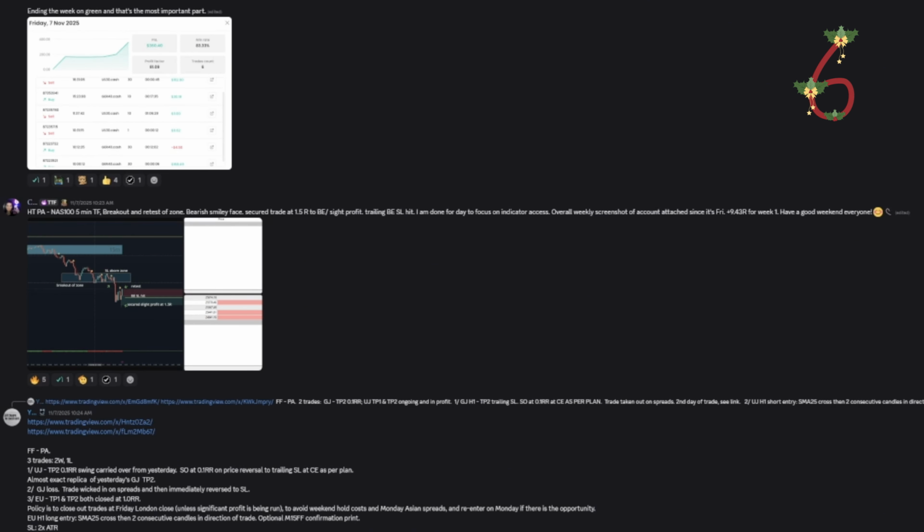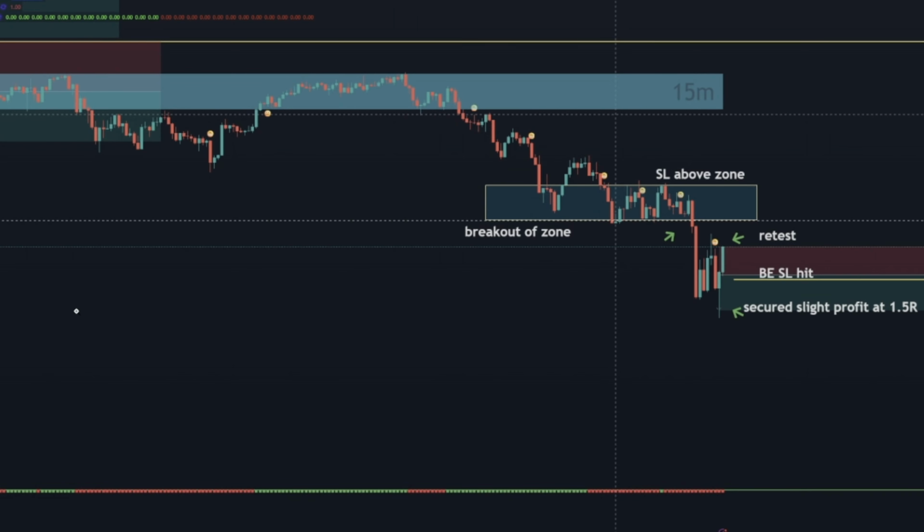Today's trade is going to be reviewing a breakout trade. Pretty typical breakout retest that you're seeing here. I am on the 5-minute time frame, NASDAQ 100. And what you'll see is that there was a zone that was highlighted. Now, this is a zone that I highlighted myself with the rectangle tool on TradingView.